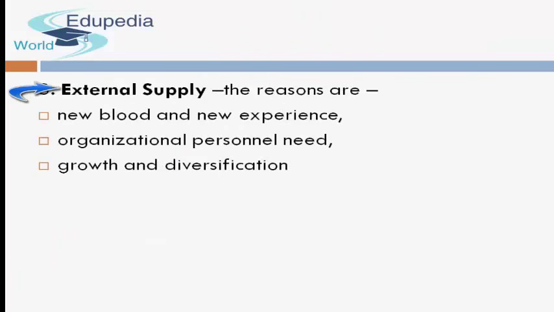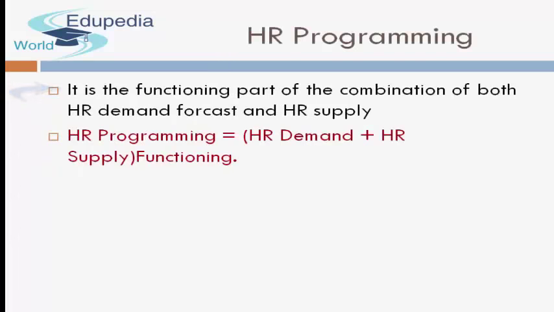And why is external supply important? See, in an organization, if you only recruit internally, then the idea generation becomes very less. Why? Because these employees are just bounded to your organization, and they do not have that much exposure to the external environment. So external supply is important because it gives an opportunity for the organization to recruit new blood and new experience. Organizational personnel need, growth and diversification is something which is being met by external supply. So external recruitment is also very, very important. It is not mandatory that you are always looking for recruitment internally.